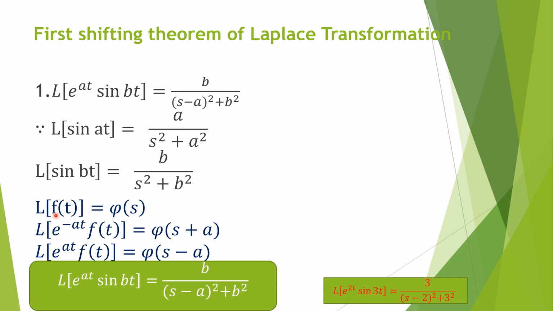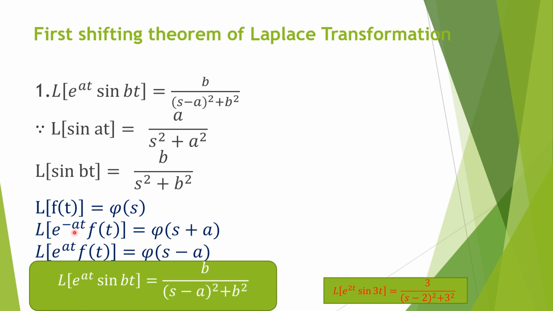Okay, so by first shifting theorem we know that Laplace transformation of function of t is phi of s. Our phi of s function is this. So by applying first shifting theorem, Laplace transformation of e raised to power minus at function of t will become phi of s plus a. Means where you write phi of s, you have to write s plus a.